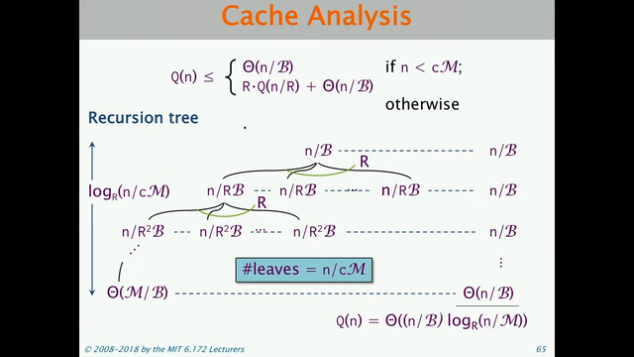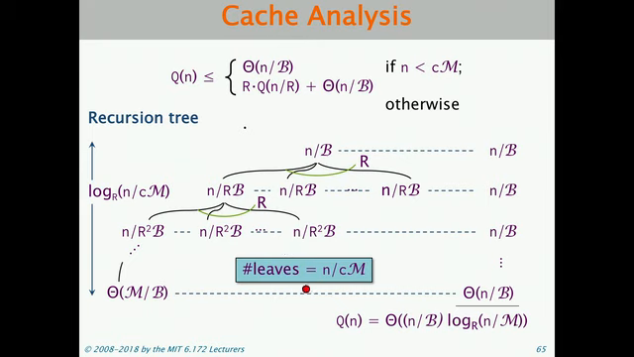So let's analyze the cache complexity of this algorithm, again using the recursion tree analysis. At the top level, we're going to have R subproblems of size n over R, and we have to pay n over B cache misses to merge them. And it turns out that at each level, the number of cache misses we have to pay is n over B, if you work out the math. And the number of levels of this recursion tree is going to be log base R of n over Cm, because we're going to stop recursing when our problem size is Cm. And on every level of recursion, we're branching by a factor of R. So our leaf size is Cm.